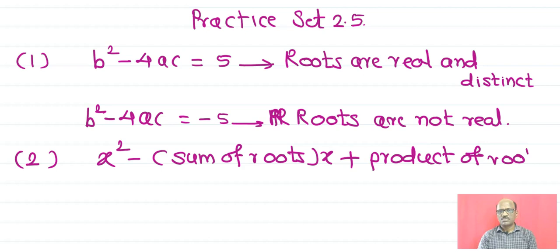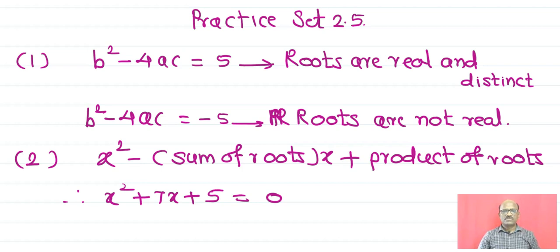Product of the roots, sum of the roots into x plus product of the roots equals 0. Therefore x square minus (minus 7) x, that is, x square plus 7x plus 5 equals 0. Because here the sum of the roots was minus, and minus minus becomes plus.